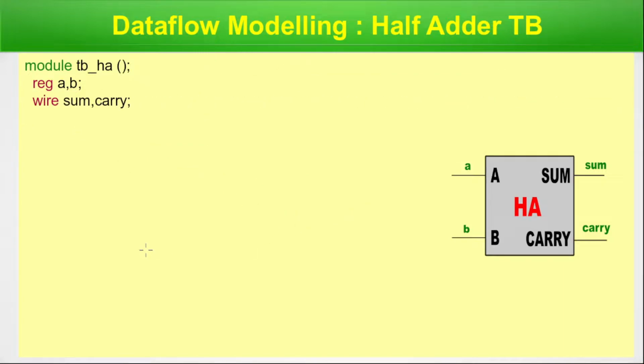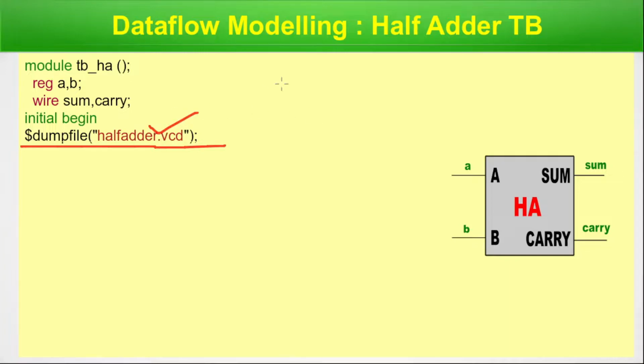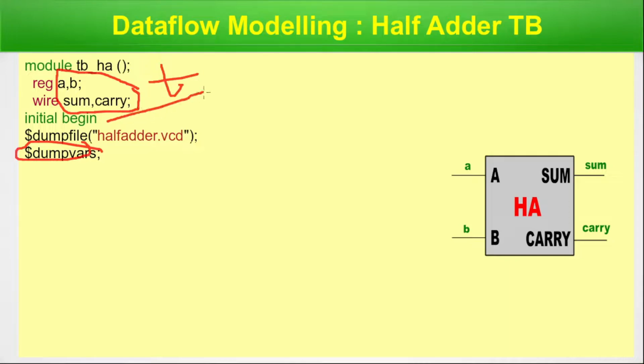Then we use the wire for sum and carry, and we start our initial block here. The first statement inside the initial block is $dumpfile, and here we give the name halfadder.vcd. This file will be dumped, and we can view it in GTKWave. Next we give $dumpvars. What it does is capture all the changes on all of these variables and time, and dump them all inside this file. These two have to be used back to back so that we get a filled-up VCD file.